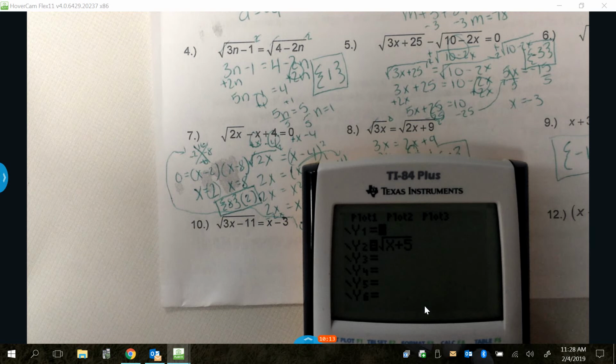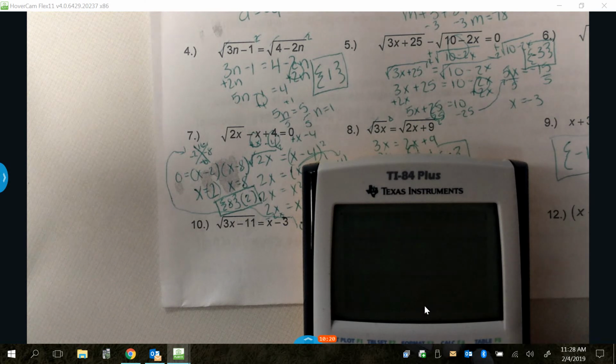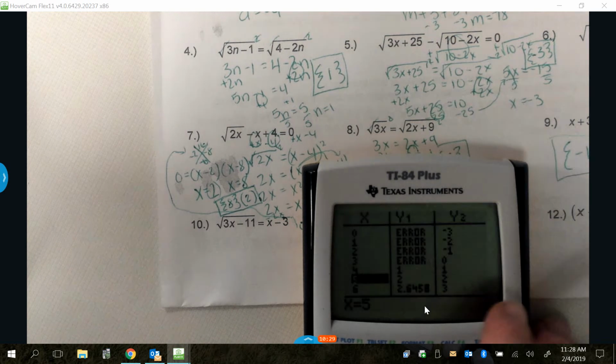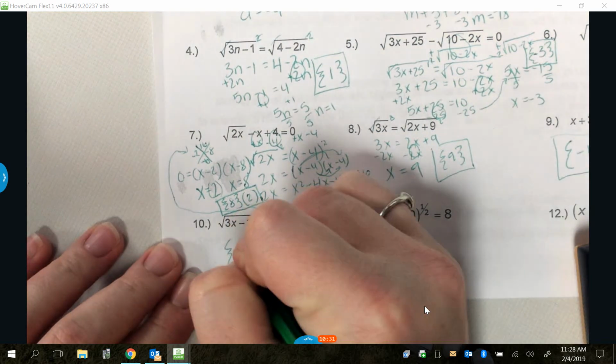The radical's alone, so square root of 3x minus 11, x minus 3, second graph. So here's the error. So right here they match at 4, and again they match at 5. So 4 and 5 are both solutions.